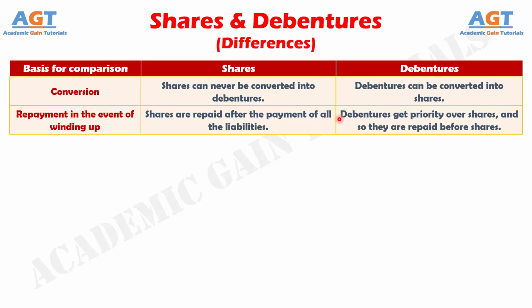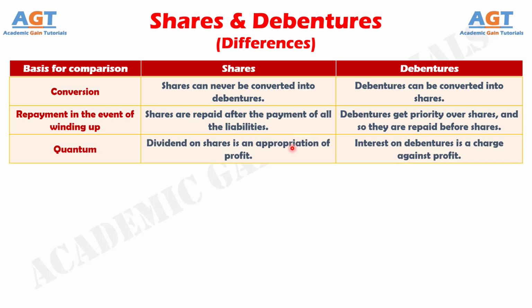Number 11. Repayment in the event of winding up: shares are repaid after the payment of all the liabilities, whereas debentures get priority over shares, and so they are repaid before shares. Number 12. Dividend on shares is an appropriation of profit, whereas interest on debentures is a charge against profit.